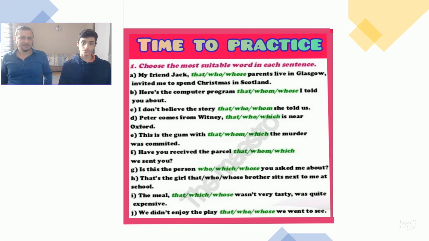Great. Next one. Here is the computer program, blah blah, I told you about. It is a computer program, so it is a thing, object, yeah. So that's fine. Whose, we said, refers to possession. Whom refers to a person, so there is no person here we talk about. We use that.